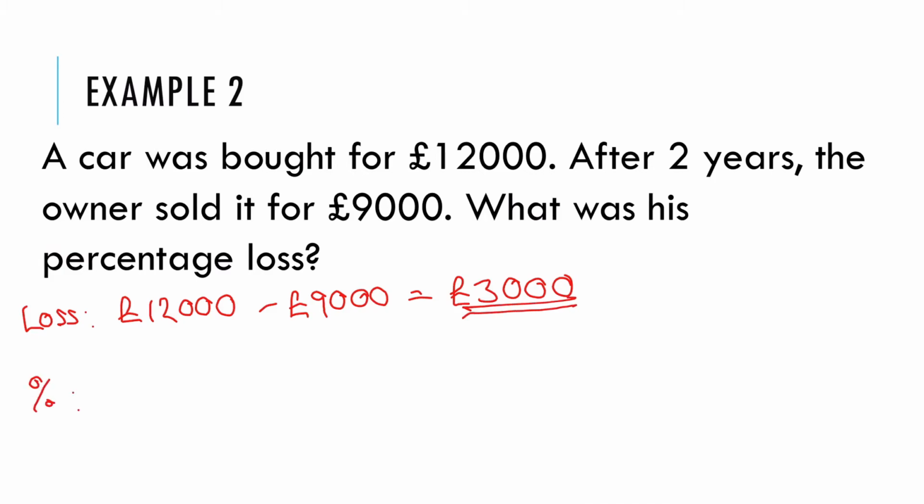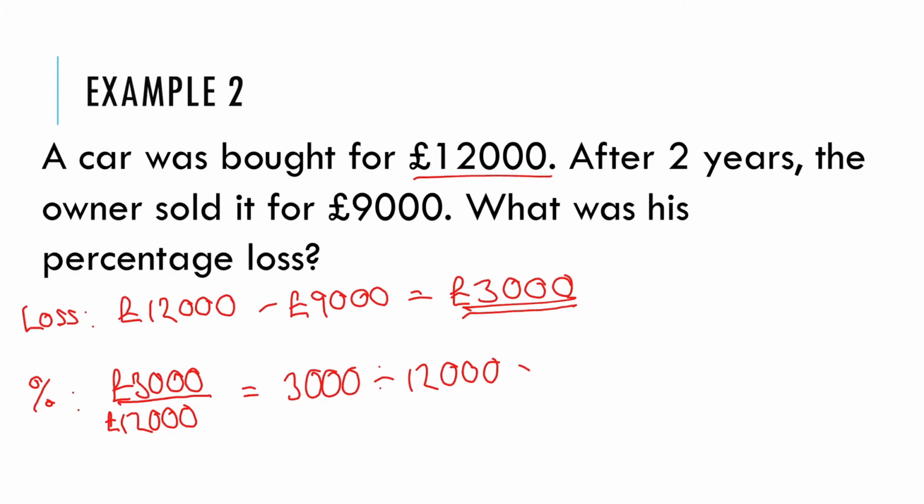Now to get the percentage loss, we take the actual loss of 3,000 and we put it over the original price that they bought it for. So the car was bought for 12,000. And we are going to take 3,000, divide it by the bottom and multiply by 100 to get 25%. So this time there was a 25% loss.